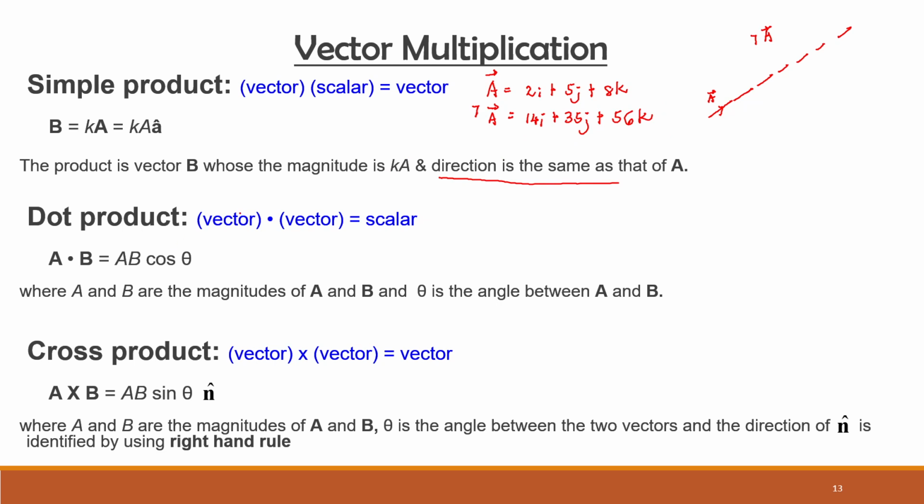Then we have the dot product. Vector dot vector, the result is a scalar. The dot product A dot B is equal to magnitude A multiplied by magnitude B multiplied by cos theta. If you have A here, this is B, the theta is here. The theta is the angle between vector A and vector B. Cross product, the result is a vector, and A cross B is magnitude A times magnitude B sin theta.